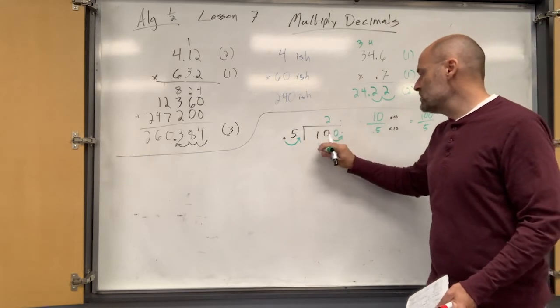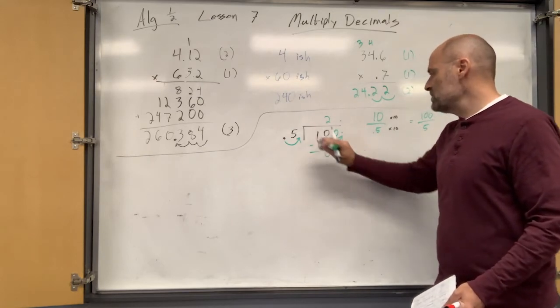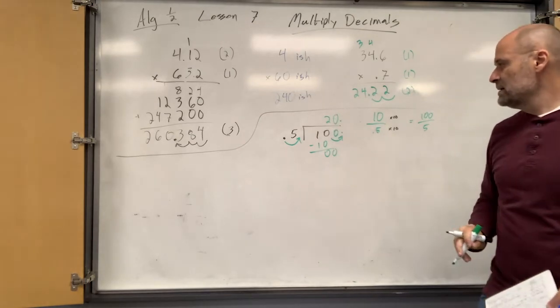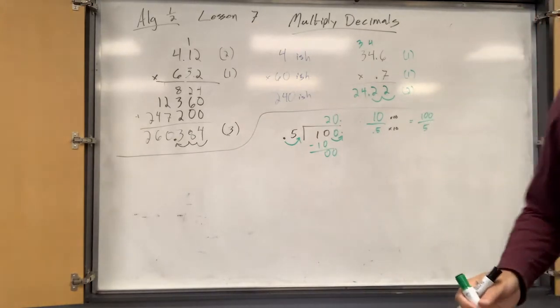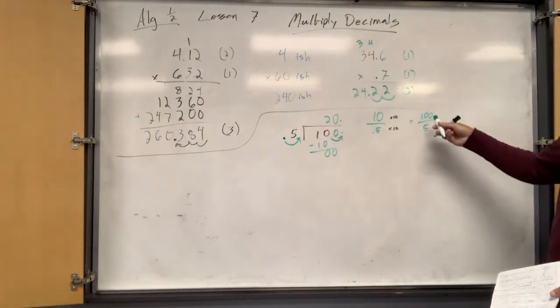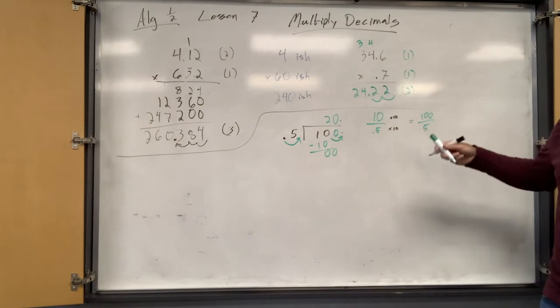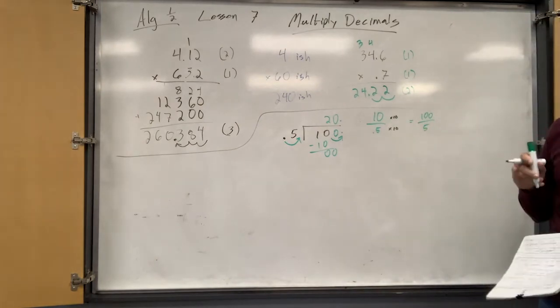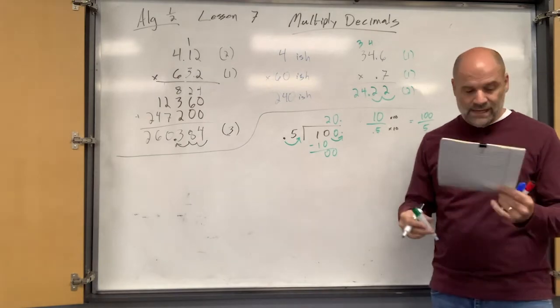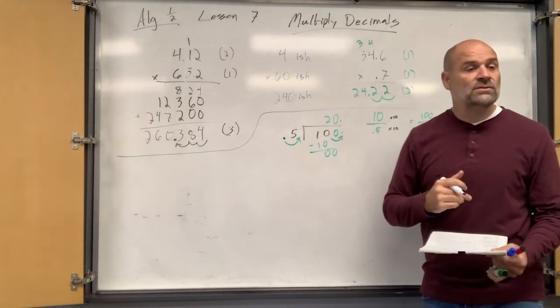So 2 times 5 is 10. And then how many times does 5 go into 0? 0. So we need that 0 there. So we get the same answer. So 10 divided by 0.5 is the same thing as 100 divided by 5. All we did was move the decimal over in both the top and the bottom, or the inside and the outside. Same thing. Okay? So let's see if you guys can do this problem on your own.